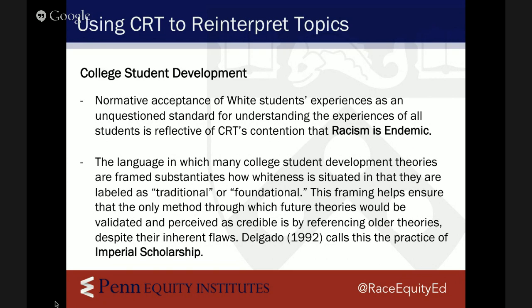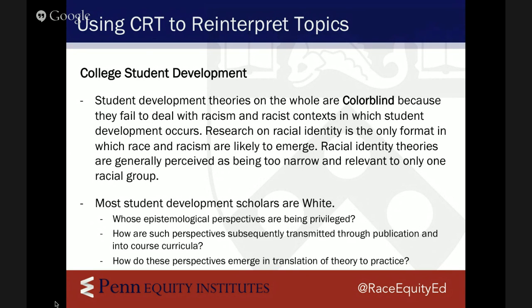And Delgado talks about this practice as imperial scholarship, where there's just a small contingent of scholars who have written work in an area, and they get cited over and over again, and in order for work that comes later to be justified or respected, there's this citing that has to happen. I guess it's sort of a politics of citing individuals' work.